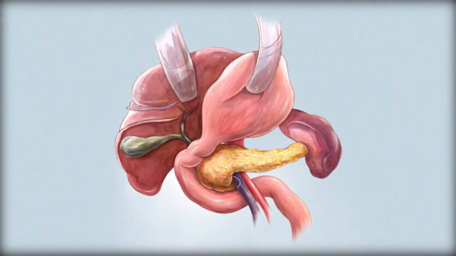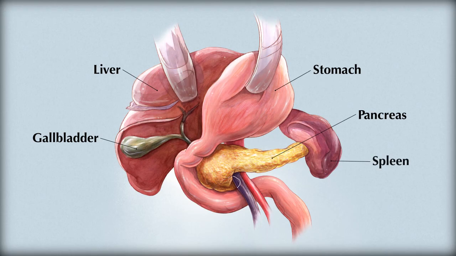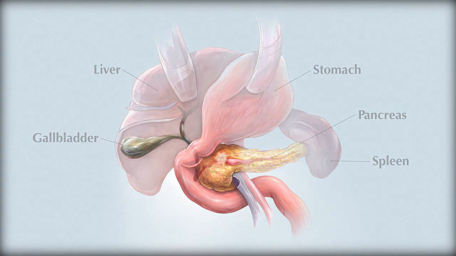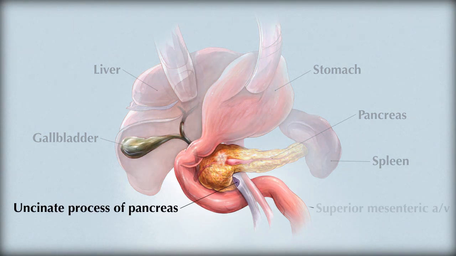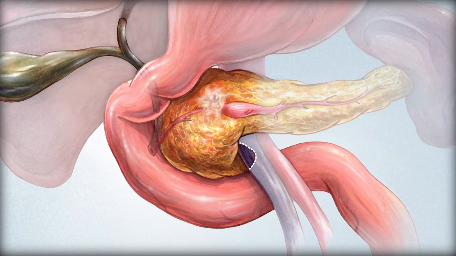Understanding the orientation and margins of the Whipple specimen requires a thorough knowledge of the anatomy of the pancreas and its surrounding organs. Note how the uncinate process hooks behind the superior mesenteric vein and artery. The vascular groove created by the indentation of the vein will provide an important landmark in the lab.